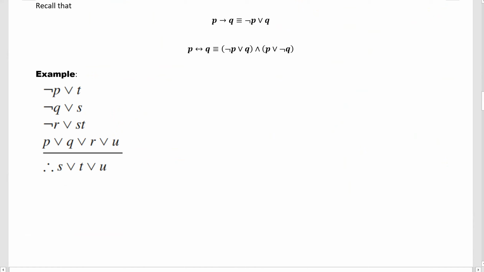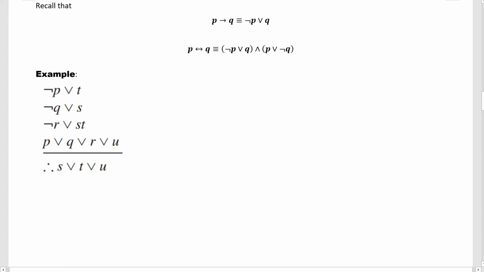Okay. So, we recall in chapter 1, when we talked about implications, I showed you a truth table, and I showed you that P implies Q and not P or Q are equivalent. And then P if and only if Q is equivalent to not P or Q, and P or not Q. Okay, so keep this in mind. This is in section 1.3. All right, so let's look at our example.